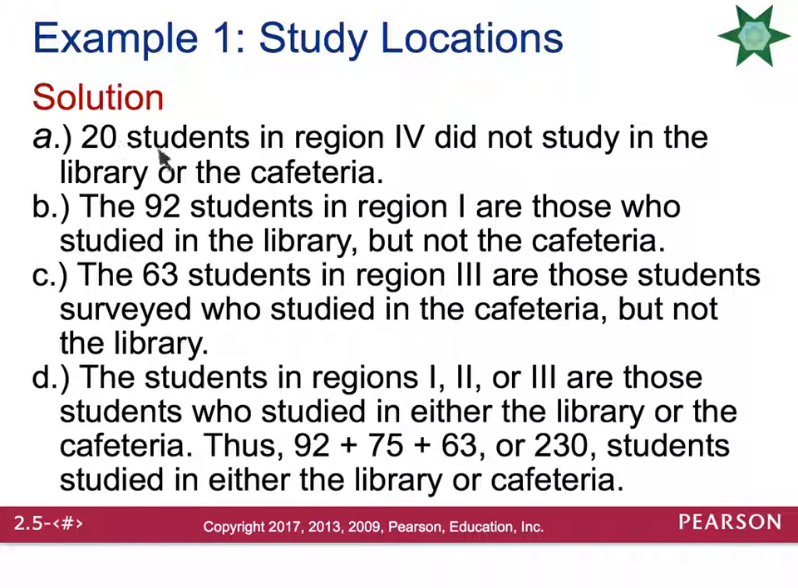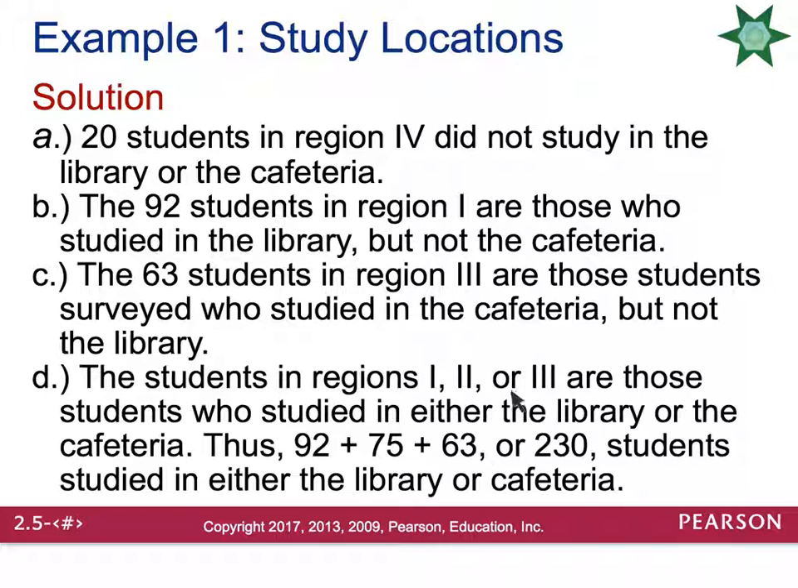Okay, so the students who did not study in the library or the cafeteria would be the ones on the outside of the circles, so that would be the 20 students. The students who studied in the library but not the cafeteria would be the ones in region 1, so that's 92. The students who studied in the cafeteria but not the library would be region 3, and that's 63. And the students who studied in either the library or the cafeteria would be 1, 2, and 3 added up, so that would be the 230 students.